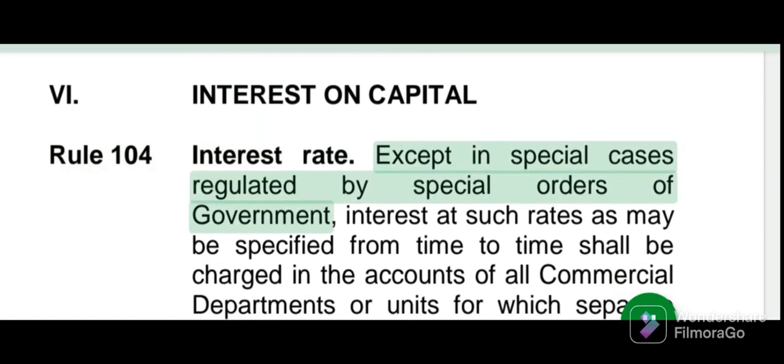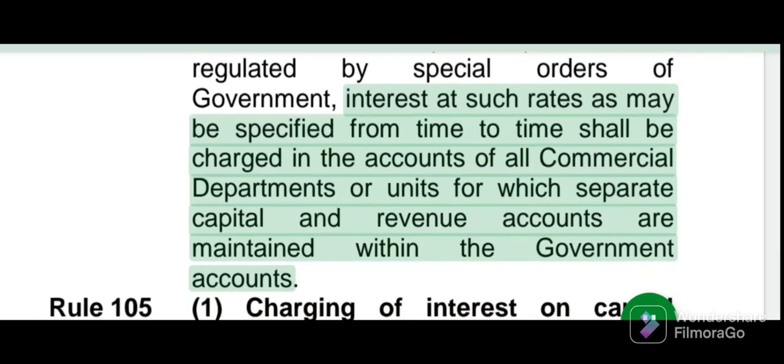Except in special cases regulated by special orders of government, interest at such rates as may be specified from time to time shall be charged in the accounts of all commercial departments or units for which separate capital and revenue accounts are maintained within the government accounts.